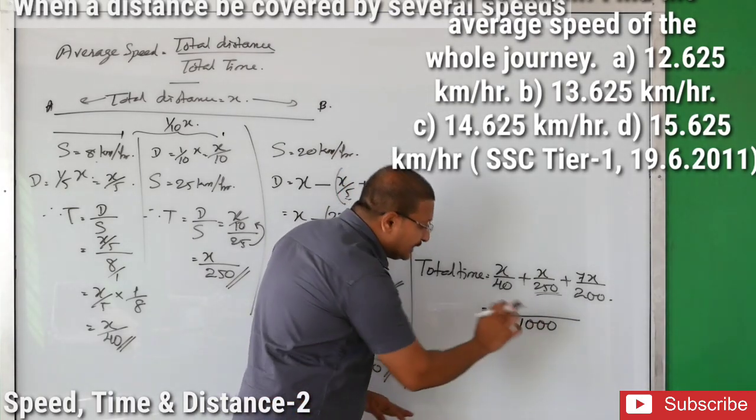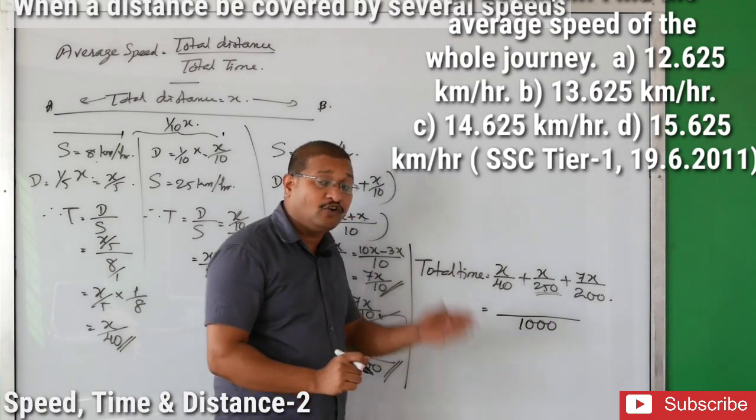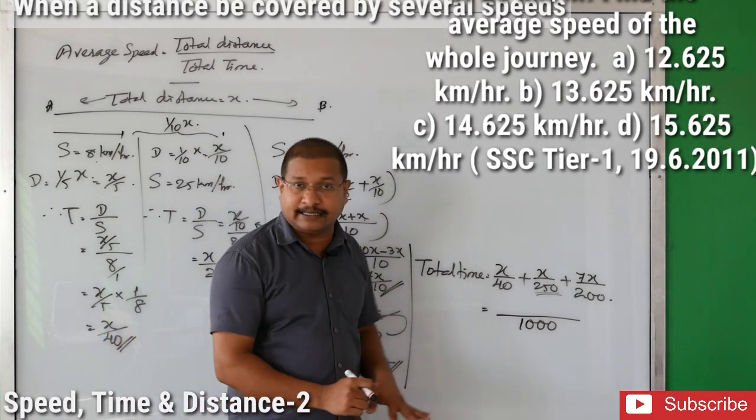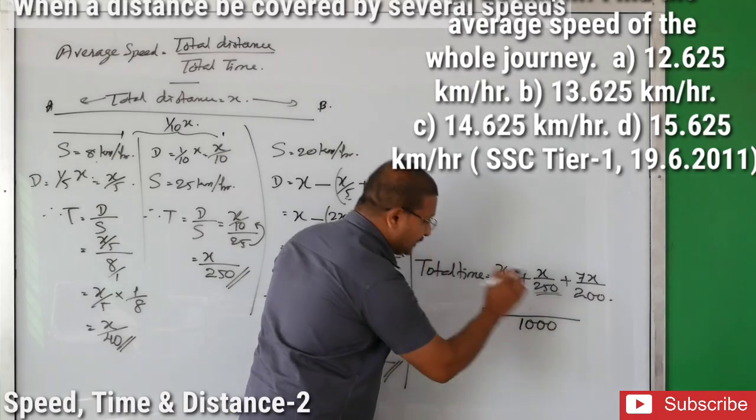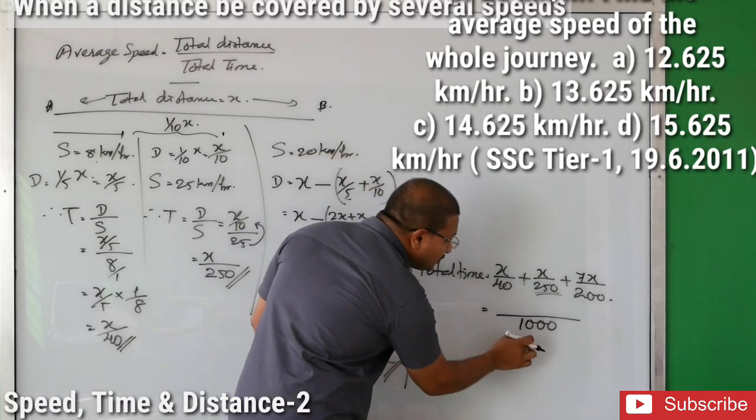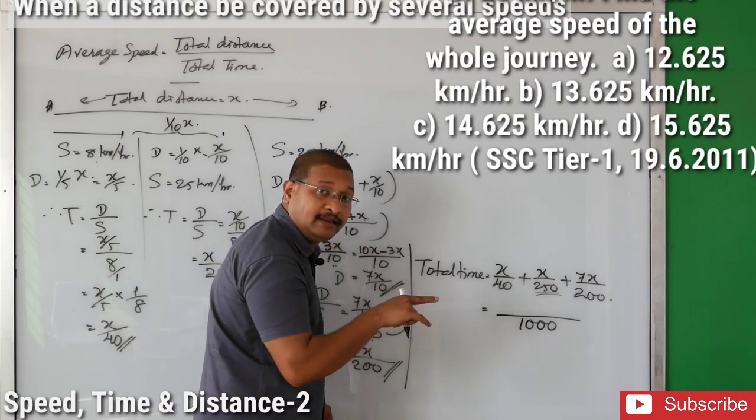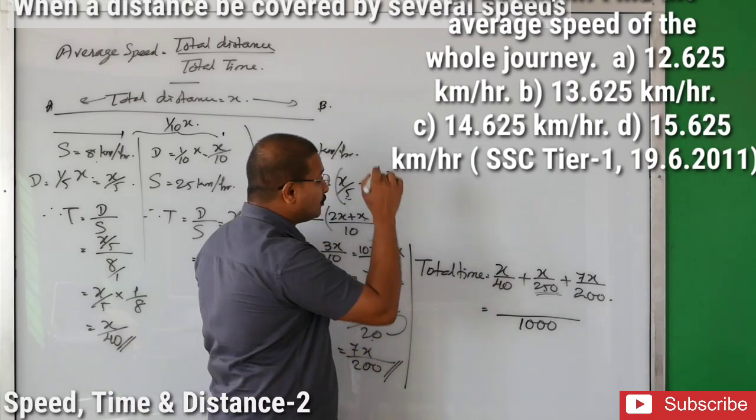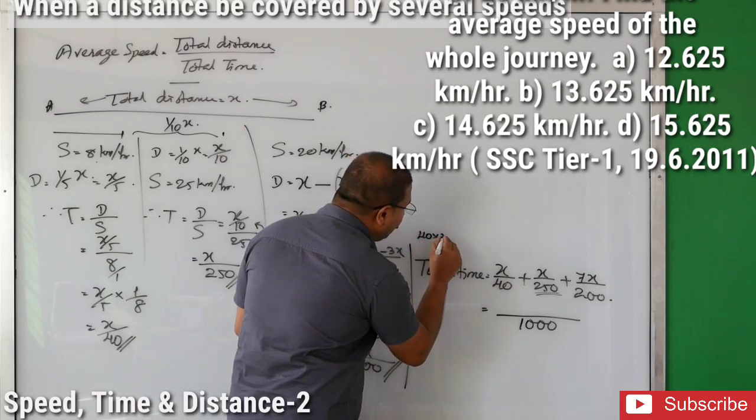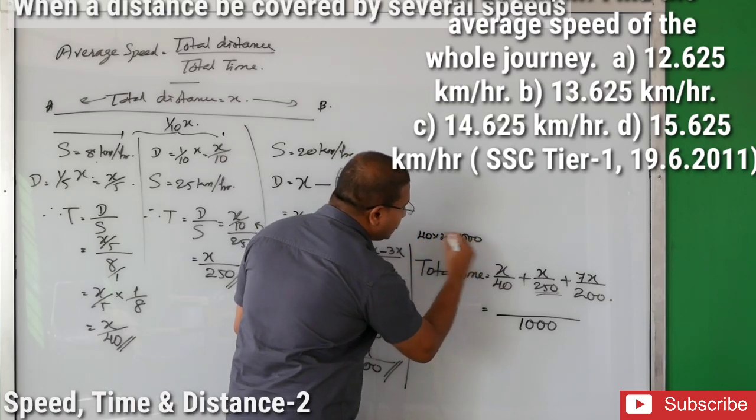Here I am not teaching how to take the LCM. So please make sure that you watch the previous video to understand the LCM. So LCM is 1000. Ready? 40 into how much you will get 1000? 4 into 25 is 100. That means 40 into 25 is 1000.